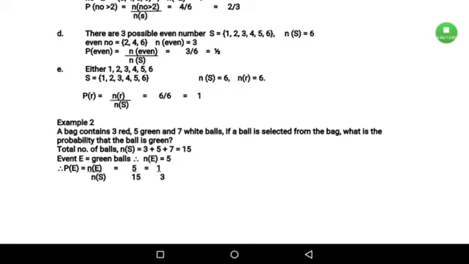Now, E. What is the probability that she throws either a 1, 2, 3, 4, 5, or 6? Now, whenever you see "or" in a probability question, it means you add. The probability of it showing a 1 is 1/6, of 2 is 1/6, of 3 is 1/6, of 4 is 1/6, of 5 is 1/6, of 6 is 1/6. If you add all these together, all the 1/6, 1/6, 1/6, we get 6/6. That gives us 1.